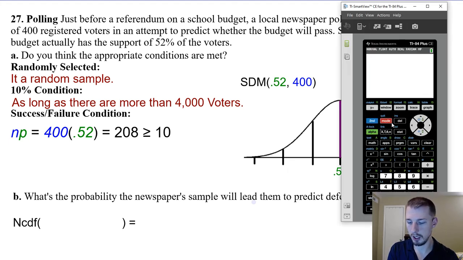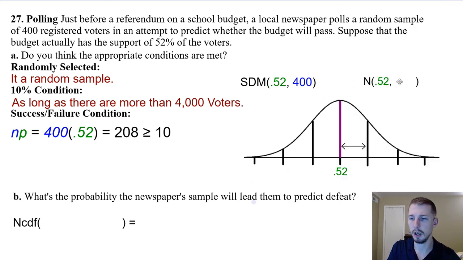So that's going to be 0.52 times q, which is 0.48, divided by our sample size of 400, and then we're going to take the square root. It's a very small number. So that's going to give me basically 2.5%. So a standard deviation of 2.5%. Okay, so fill that in.